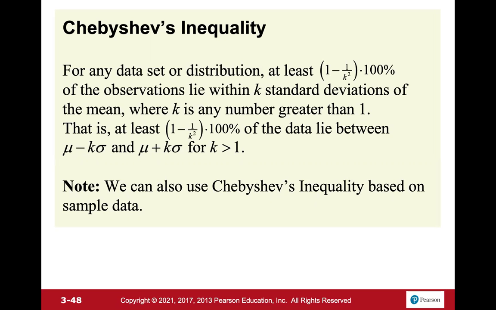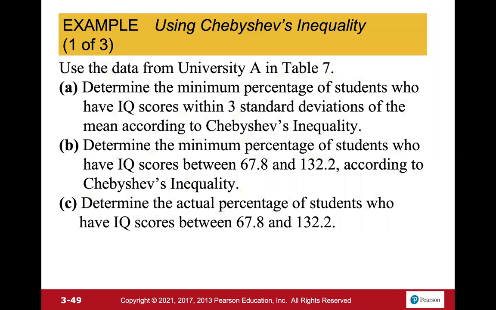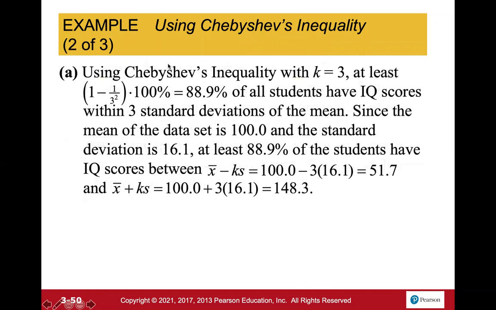All right, so note that we can also use Chebyshev's inequality based on sample data. So this is going to be used for sample data, whether it's roughly normal or not, or we could use it for data that is not roughly symmetric or roughly normal. All right, so here use data from University A in table 7. And we're going to find those couple of things.